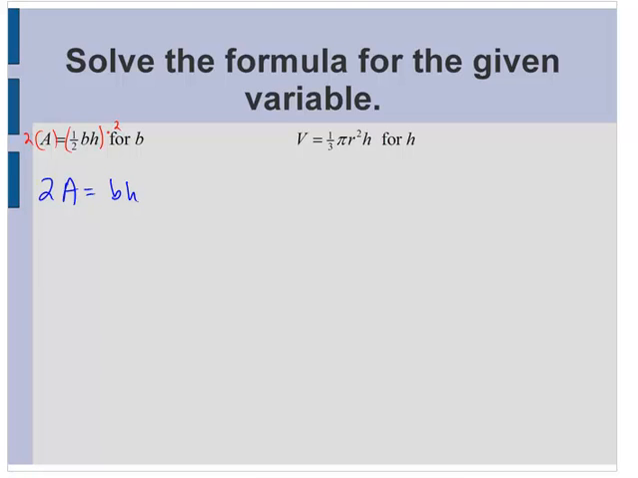Now the B is being multiplied by H. To remove the multiplication, we would divide. And so we would have 2A over H equals B, or, just turning it around, B equals 2A over H. Why don't you try the other one on this slide on your own? Now would be a good time to pause.